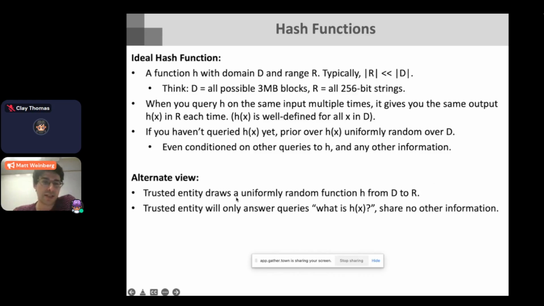The trusted entity would just draw a uniformly random function, and then they would not tell anyone else, including you, what they did. The only thing they would do is let you ask queries of the form, what is h of x? But they would never let you see the code they're using to run h. They would never reveal any information that they didn't have to, aside from answering queries. So imagine if you had something like this. I think this is how you should think of a hash function.